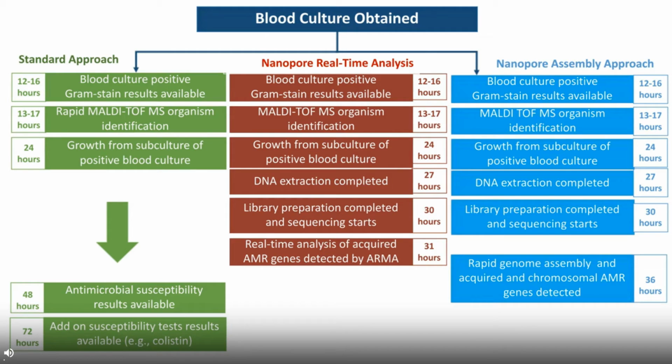So here's just showing what the standard turnaround time would be from a blood culture with our phenotypic ASTs, where if you're dealing with a multi-drug resistant gram-negative like these carbapenem-resistant Klebsiella pneumoniae in the study, sometimes it took up to 72 hours before our final antimicrobial susceptibility results were reported. Whereas with the nanopore real-time approach, we could have results within 31 hours, or the assembly approach within 36 hours.